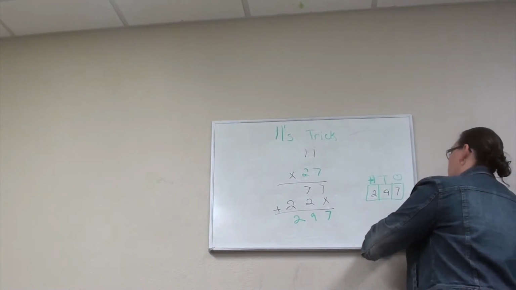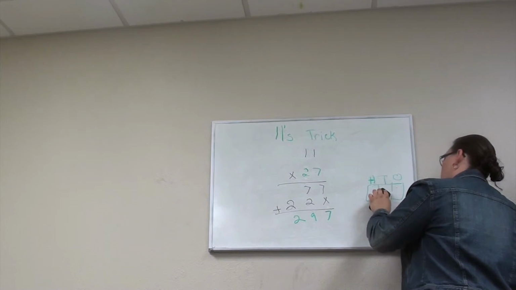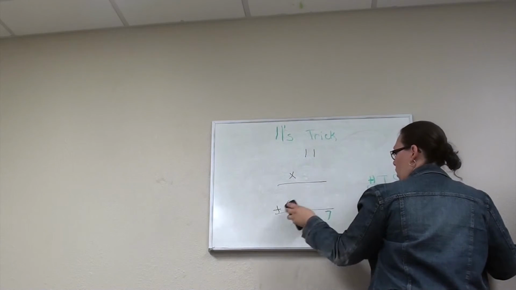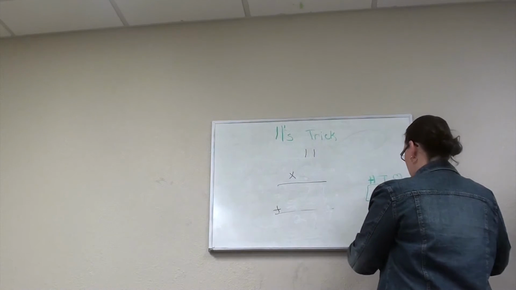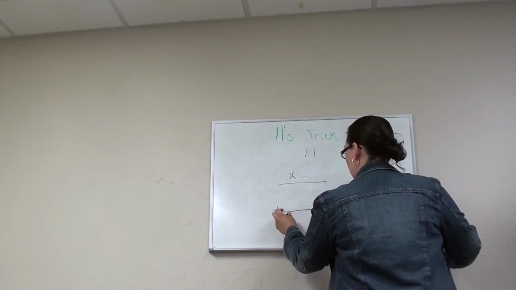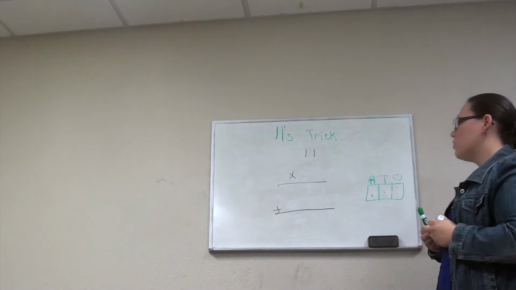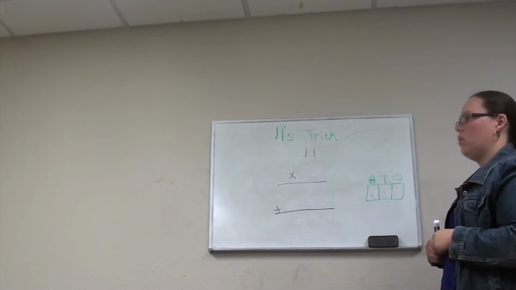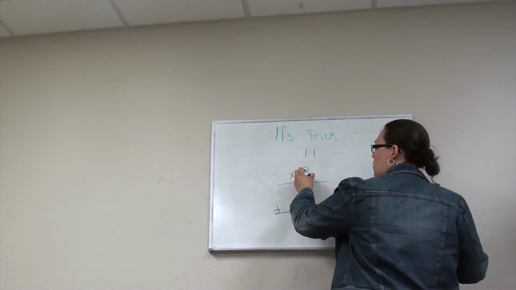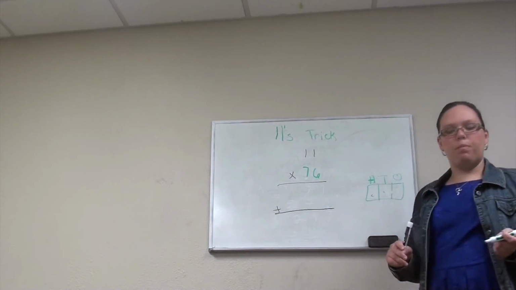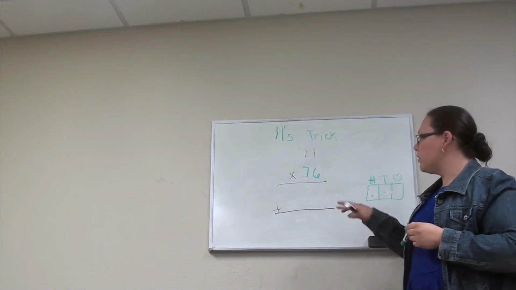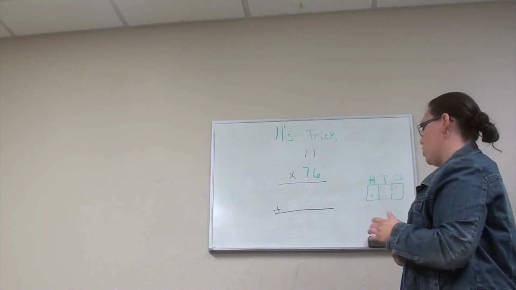Let's try another one. And you know, since it's 2 digits and 2 digits, we're going to have to add, so I'm just going to go ahead and leave that box there. And let's go with 11 times 76. Now this one's going to be a little bit different because 7 and 6 comes out to a 2-digit number itself.